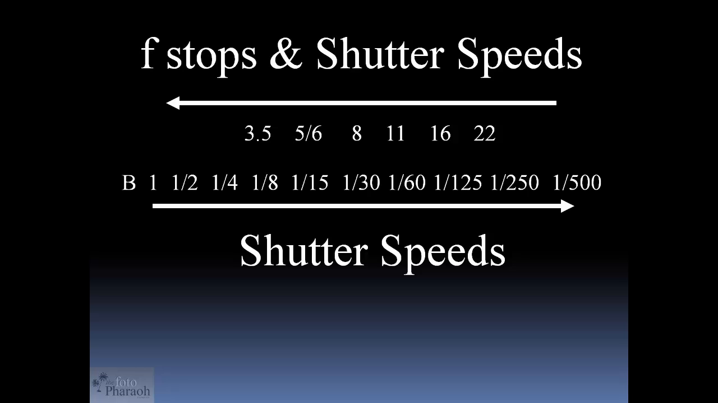Shutter speed's the same way. You'll see the B and the 1 down there on the left. That is 1 second, and it goes all the way up to 1/500th. Now your camera again may go as far as 1/8,000th of a second.